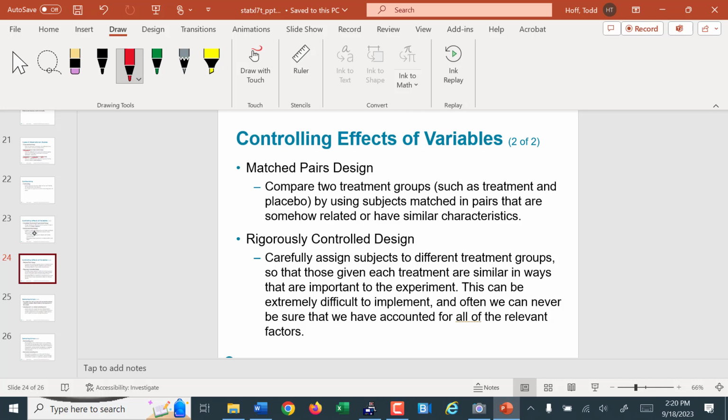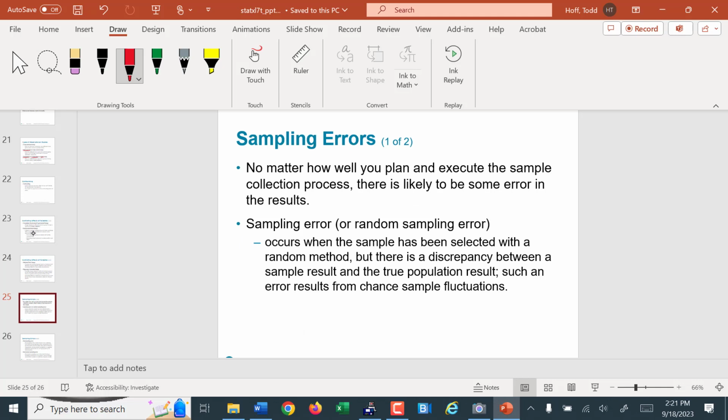Rigorously controlled design. Again, we carefully assign the subjects to different treatments, and we do everything we can to control all those variables. We enforce an exercise program, and we feed them so that they have a very regulated diet and so on, trying to eliminate any of those confounding variables.